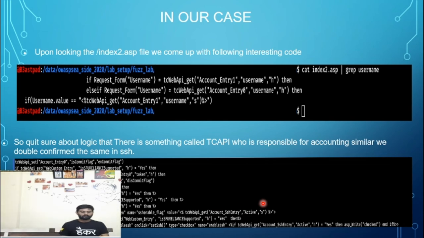Then I spent a lot of time on the document root to see how this account is getting authenticated, and I came to this index.asp basic login page. From there I got to the TC web API, and I also checked the TC web API for SSH. Here I came to know that there is an SSH entry. If the SSH is active, then it is writing ASP.write checked, which means that for the SSH account the TC web API is responsible, and for the web account also the TC web API is responsible.